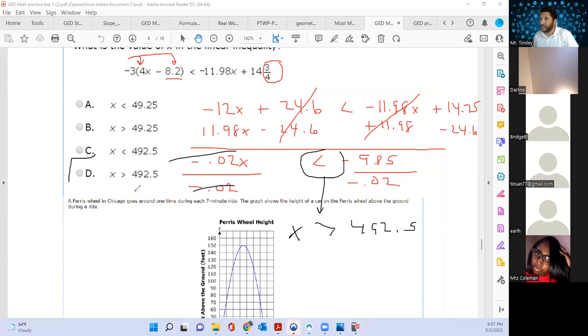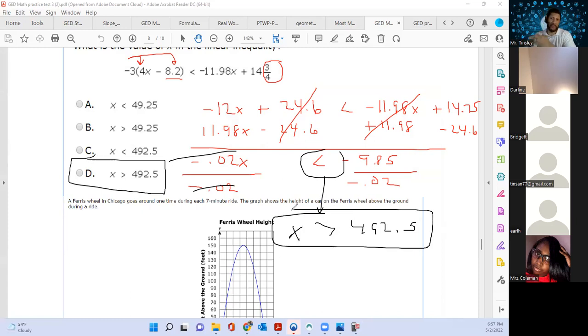492.5. Answer D. That's a long problem. That is a long problem. It took me working it out with the calculator 3 minutes.